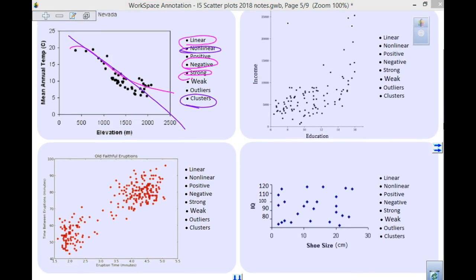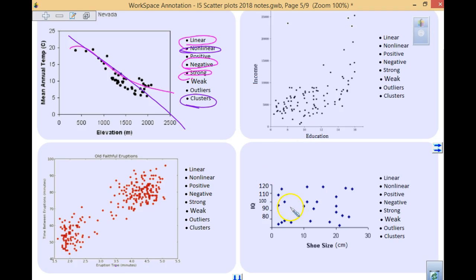If we are looking here, we're looking at Old Faithful eruptions, okay? So we are looking at the eruption time and the time between eruptions. Anyone ever been to Old Faithful? Okay, is that a super cool thing?